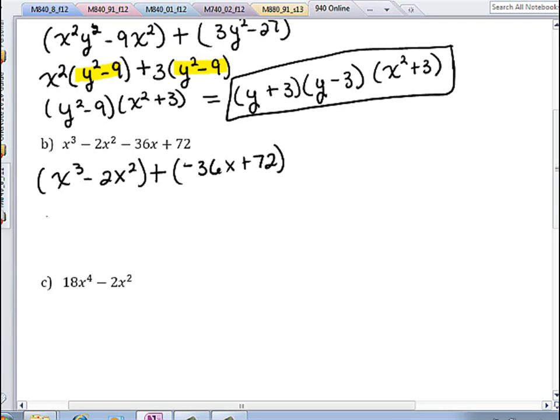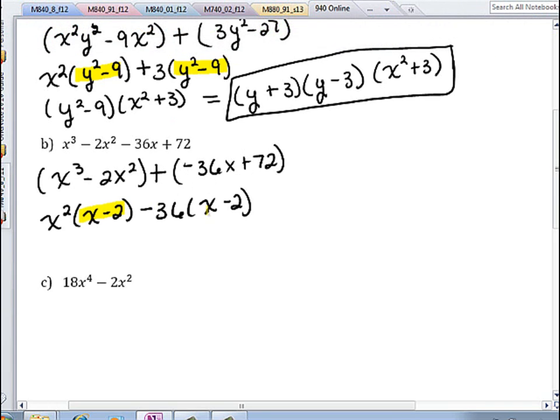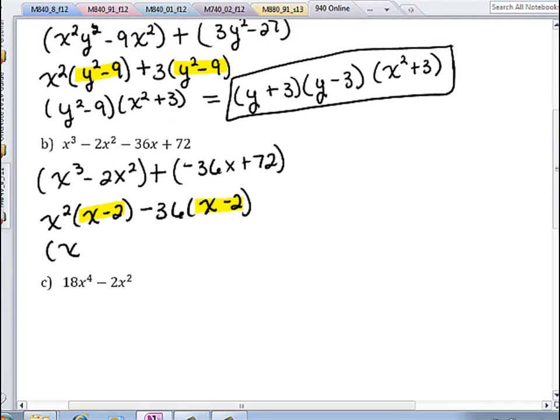We can factor an x squared out of the first group, and we'll be left with x minus 2. In the second group, we can factor out a negative 36, and we'll be left with x minus 2 again. And so now, again, in the parentheses, we have x minus 2 is the same, so we're going to factor that out. And when we factor it out of the first part, we're going to be left with x squared. And when we factor it out of the second part, we'll be left with negative 36.